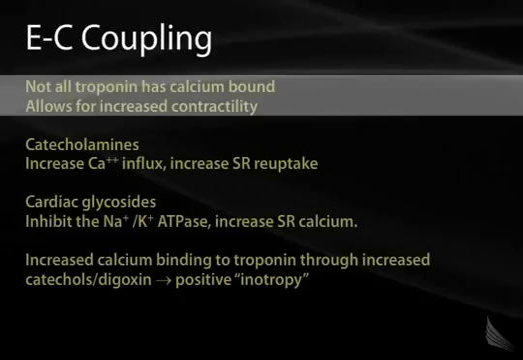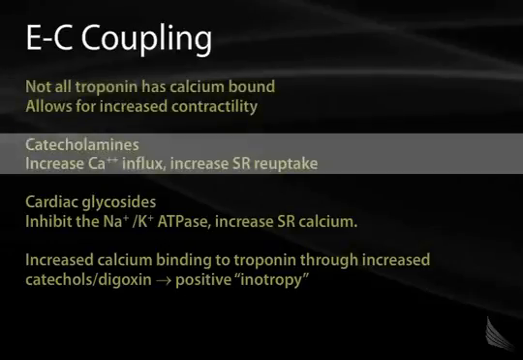During phase 2 of the action potential, not all troponin has calcium bound. This is the mechanism for increased contractility. As the cell increases the amount of calcium it has per action potential, the strength of the cardiac contraction increases. This is carried out through catecholamines, such as epinephrine and norepinephrine. These increase the amount of calcium that's taken up per action potential and increase the amount of calcium taken up by the sarcoplasmic reticulum. The more calcium is present in the sarcoplasmic reticulum, the more will be readily available for the next action potential.